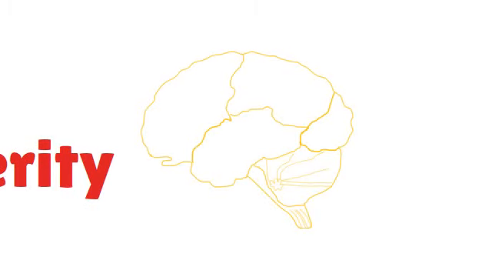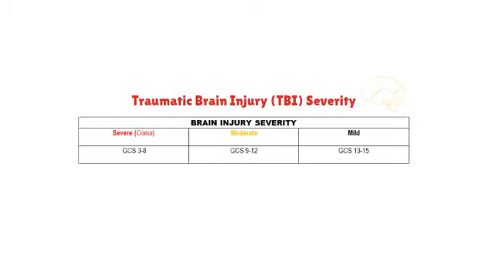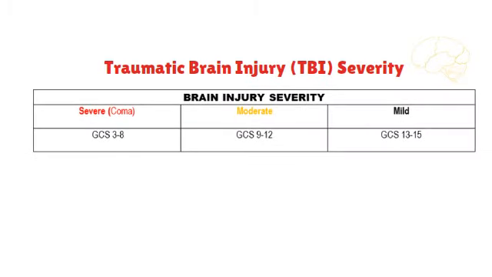Traumatic brain injury. This picture shows how traumatic brain injury is graded using the GCS score. A GCS of 13 to 15 is considered mild brain injury. A GCS of 9 to 12 is considered moderate brain injury, and a GCS of 3 to 8 is severe brain injury.